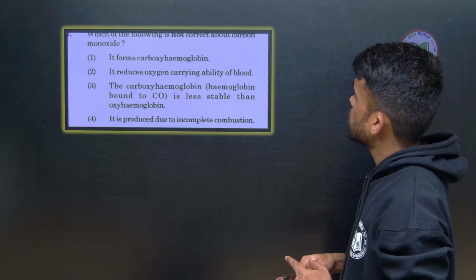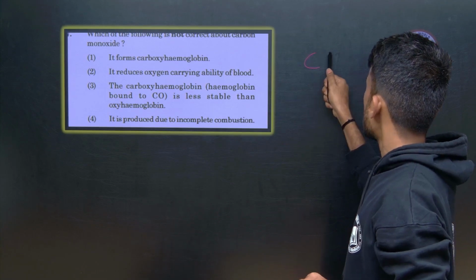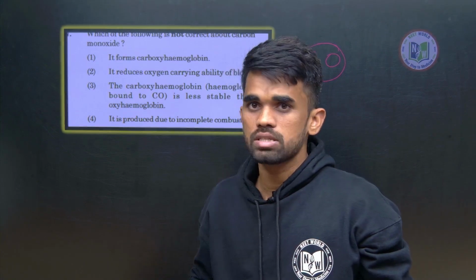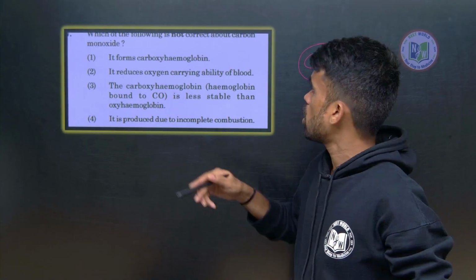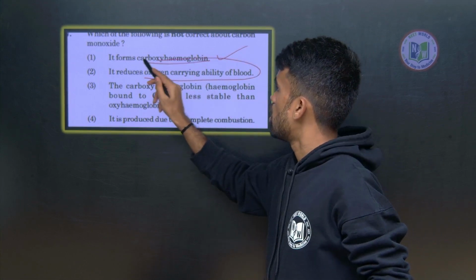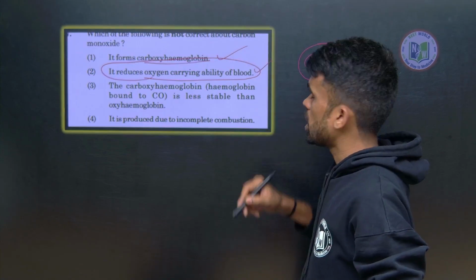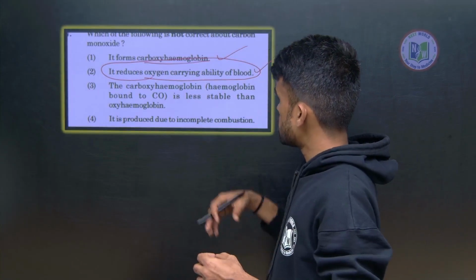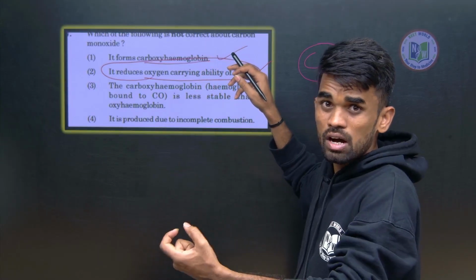Then next, which of the following is not correct about carbon monoxide? So carbon monoxide has more binding capacity towards iron when we compare with oxygen, okay. So when carbon monoxide binds to the iron in the hemoglobin, it forms carboxyhemoglobin, okay. This is correct only. It reduces the oxygen carrying ability of the blood. Yes, this is also true, because when it is binding to carbon monoxide, its binding capacity towards oxygen decreases, okay.